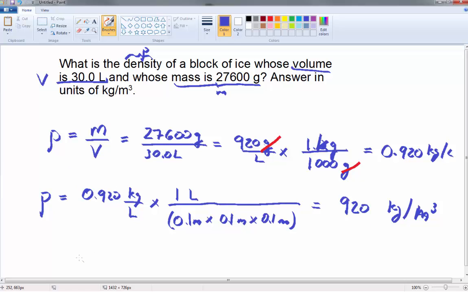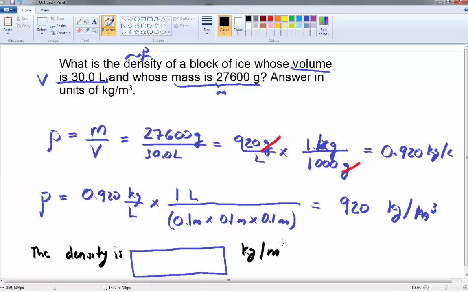In Blackboard, if you were to take a quiz that was written like this, you'd be faced with a little box that you're supposed to enter your answer into. And this is all that you'll see, this box. So mentally, what you should be doing here is saying something like, the density is, here's the box, and then outside the box, kilograms per cubic meter. So the only thing that you'll type is what goes into this box, the 920. So you just write 920 and then you're done. If you put anything else in this box, it's going to be wrong.